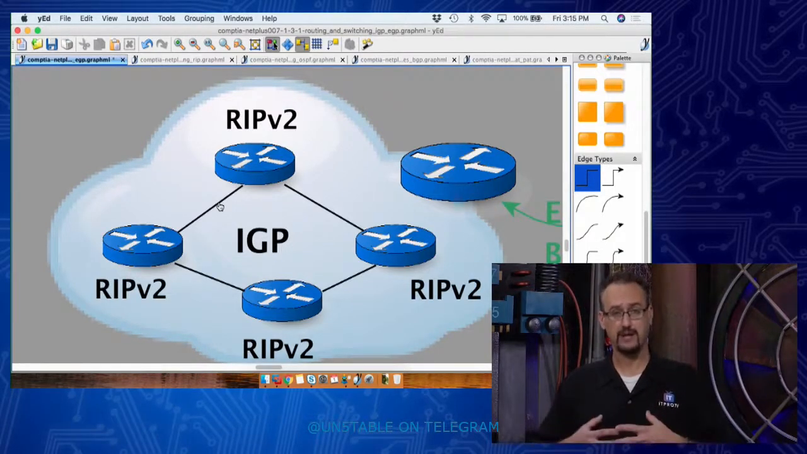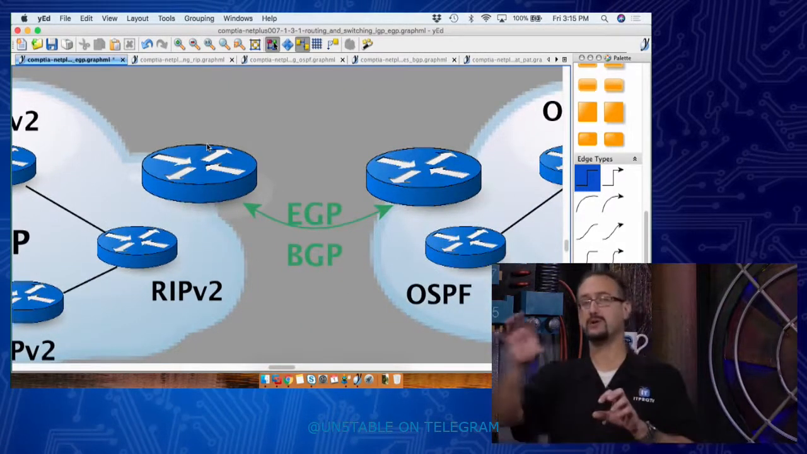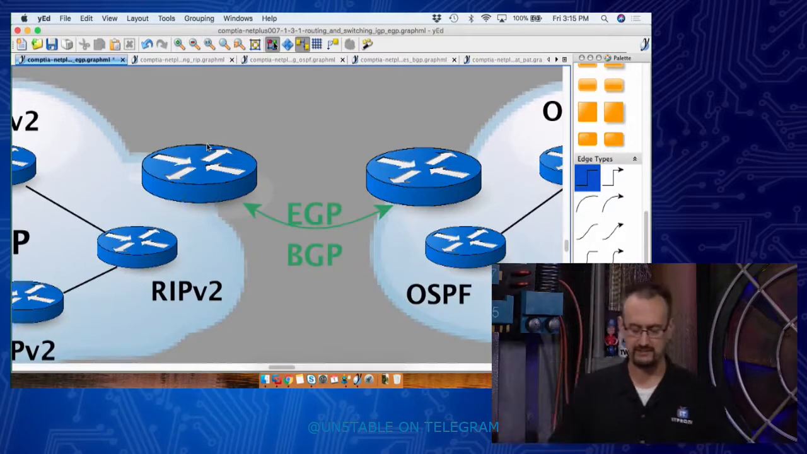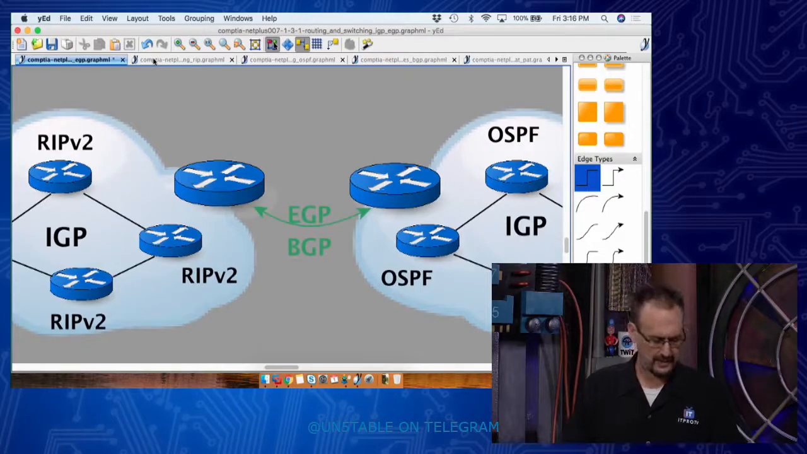Right? It's an interior gateway router versus a border gateway router, which is the router that's communicating with other routers between autonomous systems. So just a little bit of jargon right there to get out of the way here as we move on.